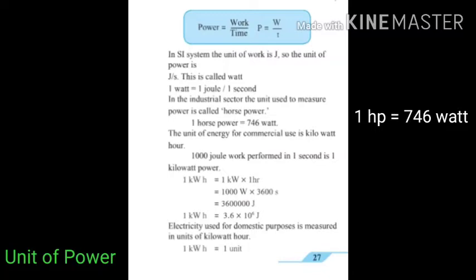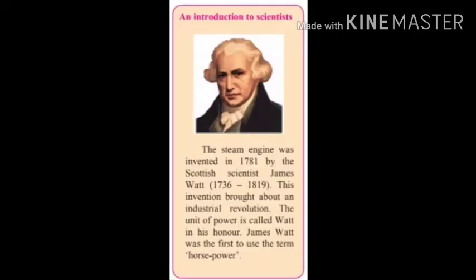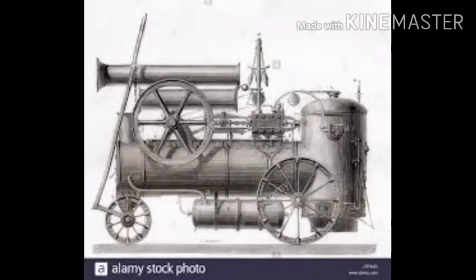The unit of energy for commercial use is kilowatt hour. 1000 joule work performed in 1 second is 1 kilowatt power. So 1 kWh is equal to 1 kW into 1 hour. Then 1 kWh is equal to 3.6 into 10 raised to 6 joule. Electricity used for domestic purposes is measured in units of kilowatt hour. 1 kWh is equal to 1 unit.